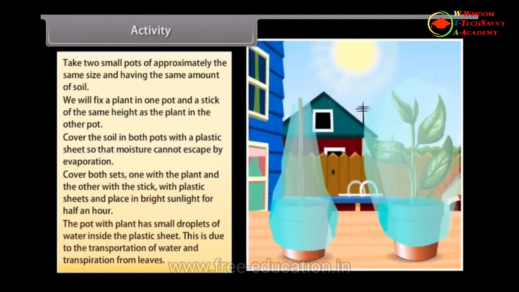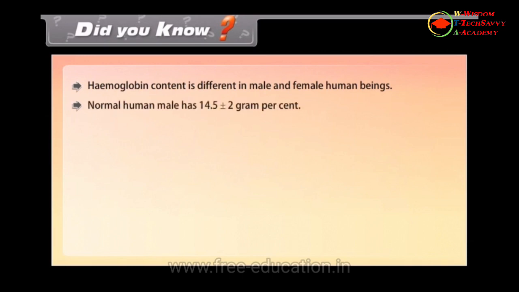The pot with the plant has small droplets of water inside the plastic sheet. This is due to the transportation of water and transpiration from leaves. Did you know? Hemoglobin content is different in male and female human beings. Normal human male has 14.5 plus or minus 2 gram%. Normal human female has 12 plus or minus 2 gram%.